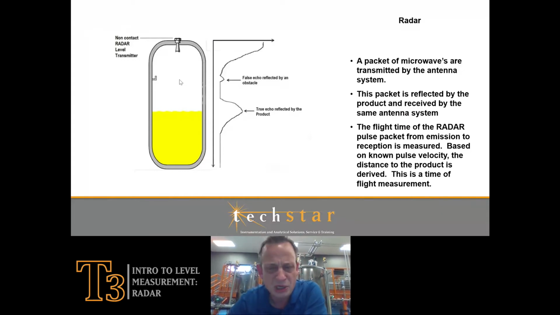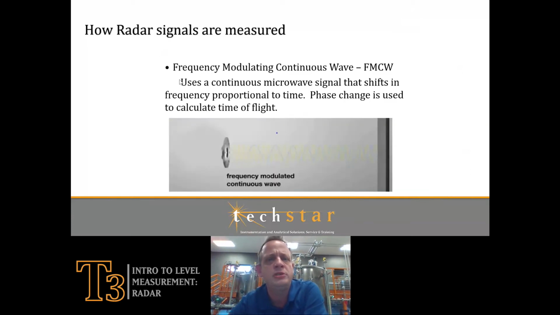So let's go a little bit into the 2 different technologies with radars. One of those is a frequency modulating continuous wave, FMCW. So FMCW is when you basically have a continuous microwave signal that will be from, in this instance, we'll say from 78 gigahertz to 82 gigahertz, and it's a continually shifting frequency. The phase shift is changed over to a time of flight measurement. So it's basically proportional to the time of flight.